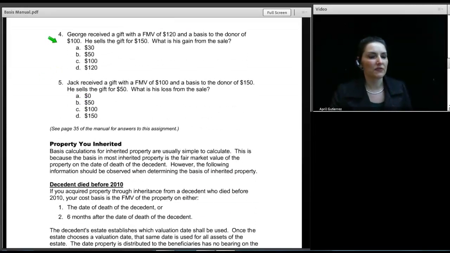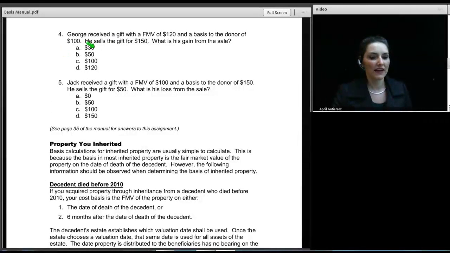George received a gift with a fair market value of $120 and a basis to the donor of $100. So the value has gone up. What happens when the value goes up? The basis for the donor and the recipient are equal. So he sells the gift for $150. What is his gain? His gain will be $50.